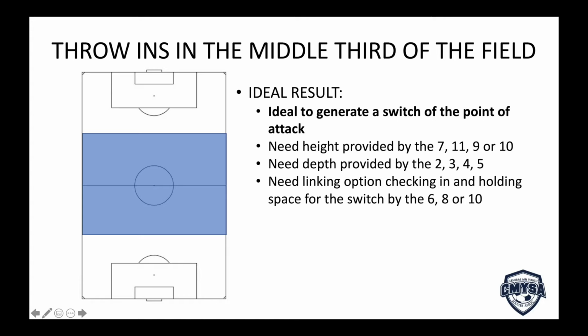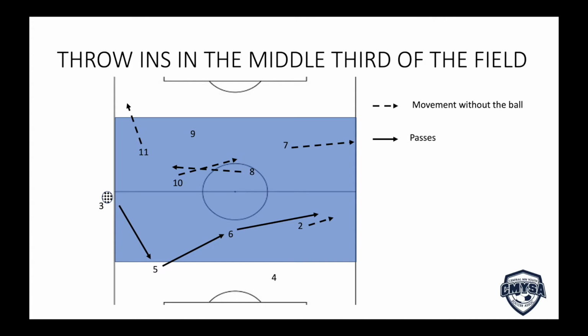This is an example of our general shape. Note the depth that the 4 and 5 create and how this gives more room for our midfielders to work with. In this example, there is an exchange between the two midfielders. This could also be an exchange with our midfielder and the number 9.